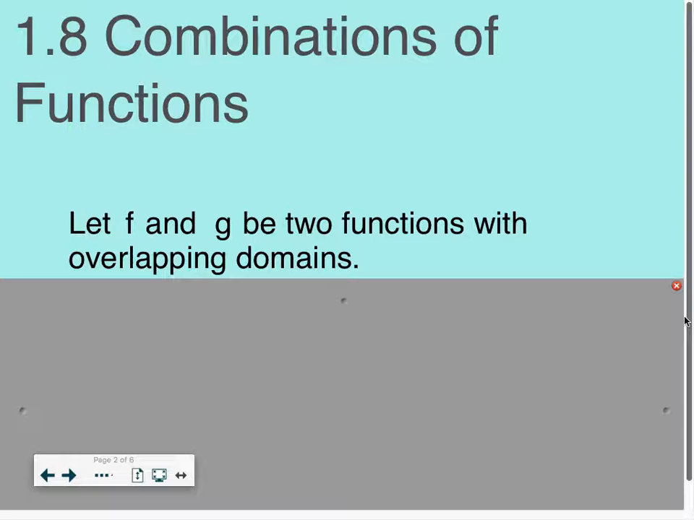Okay, I think I said range before. We're not going to worry about the range. I will take that back. We're going to worry about the domain.